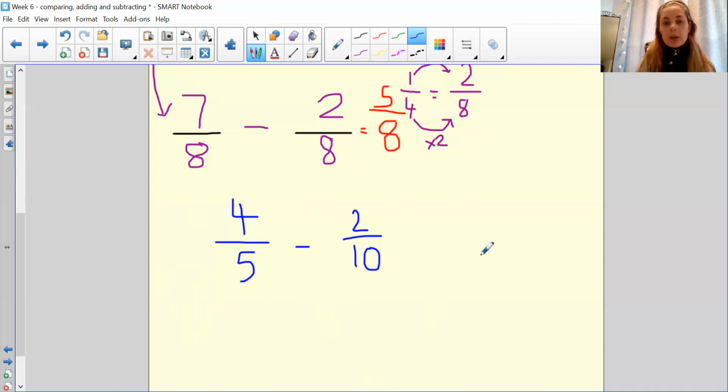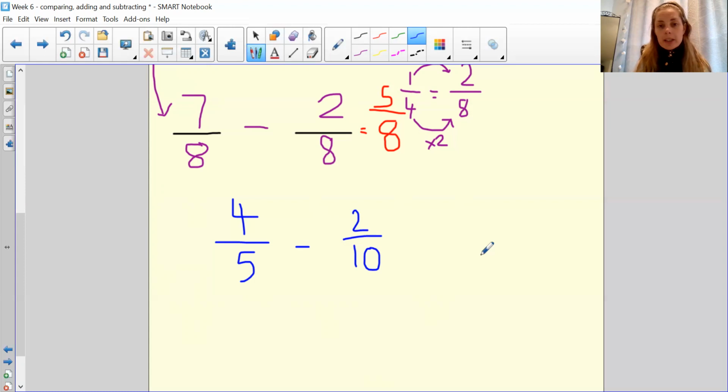Right, now I need to make equivalent fractions. So I've got 4/5, and I'm wanting to make how many tenths? So next to the side of your page, write 4/5 equals so many tenths. Hopefully you said that the bottom number is tenths. And work out that equivalent fraction for me. If you need more time, you can pause the video. If you've got that top number, write it down.